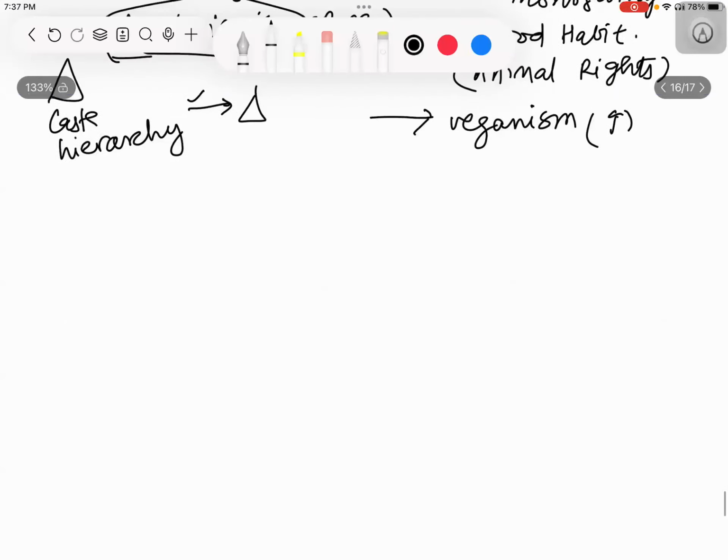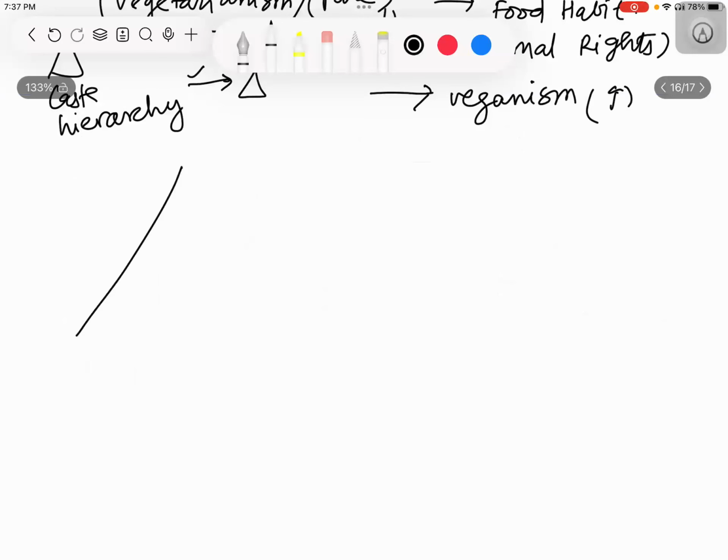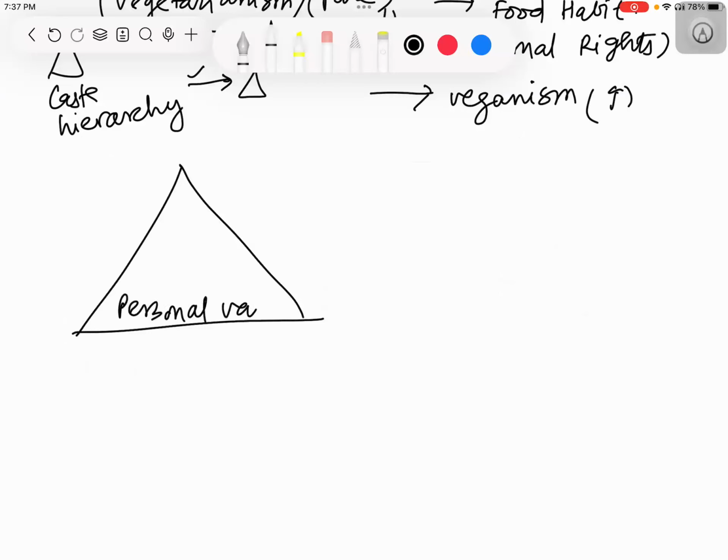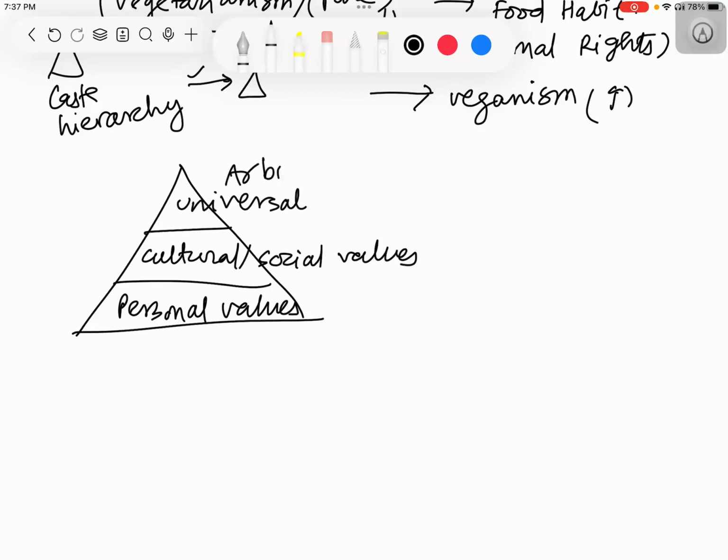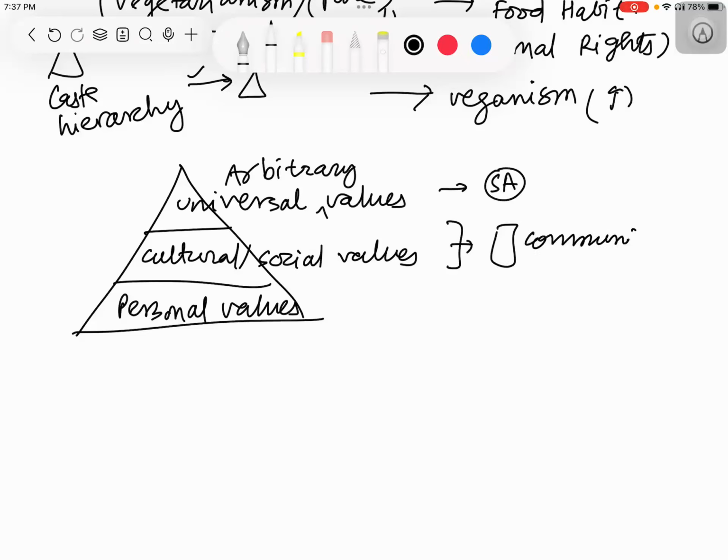Okay, in general what I was trying to say is usually you will see this kind of diagram. You can also draw that at the bottom there would be some kind of personal values, okay? In the middle there would be some cultural or social values, and at top there would be many universal or even arbitrary values, okay? So this is going towards self-actualization. Cultural societal value is at the community level, and personal value is at the individual level, for example your need for achievement, success, all these things, right?